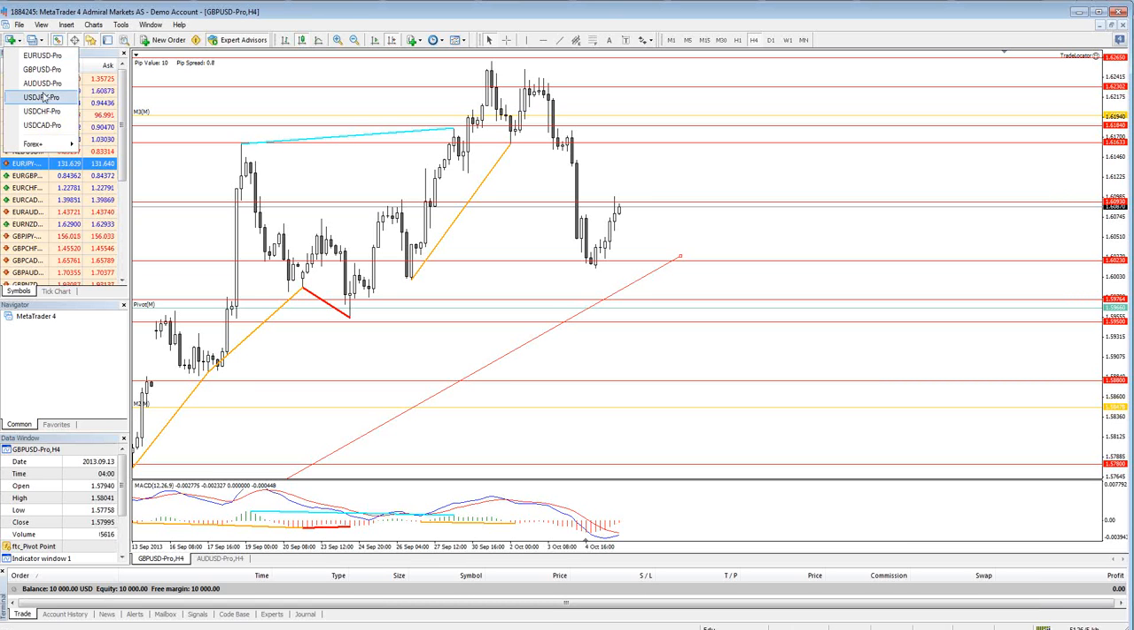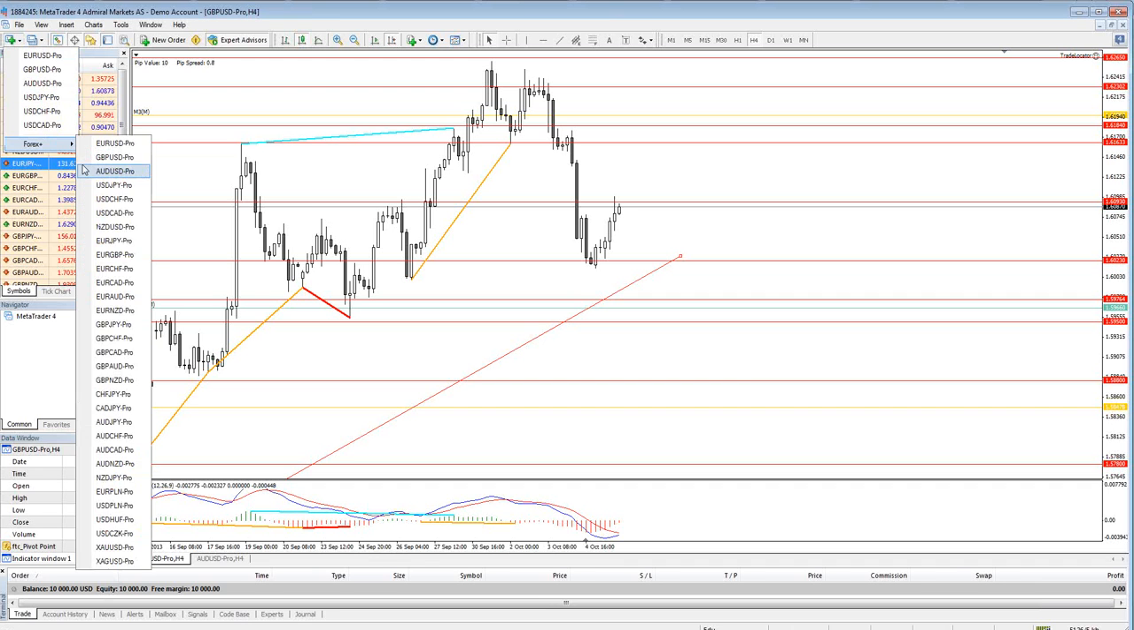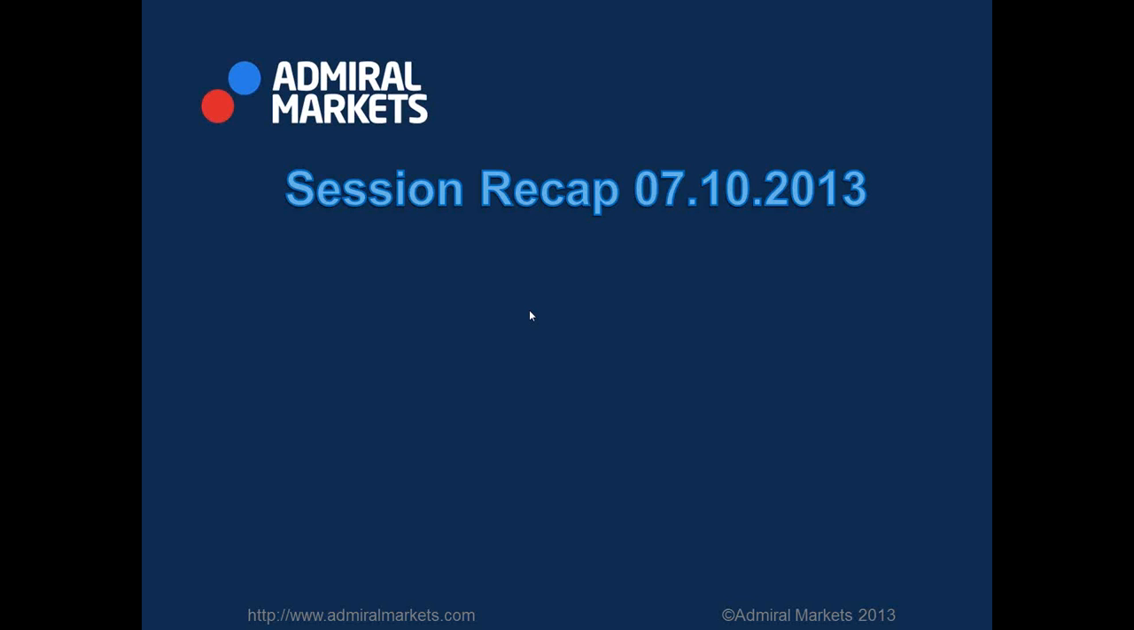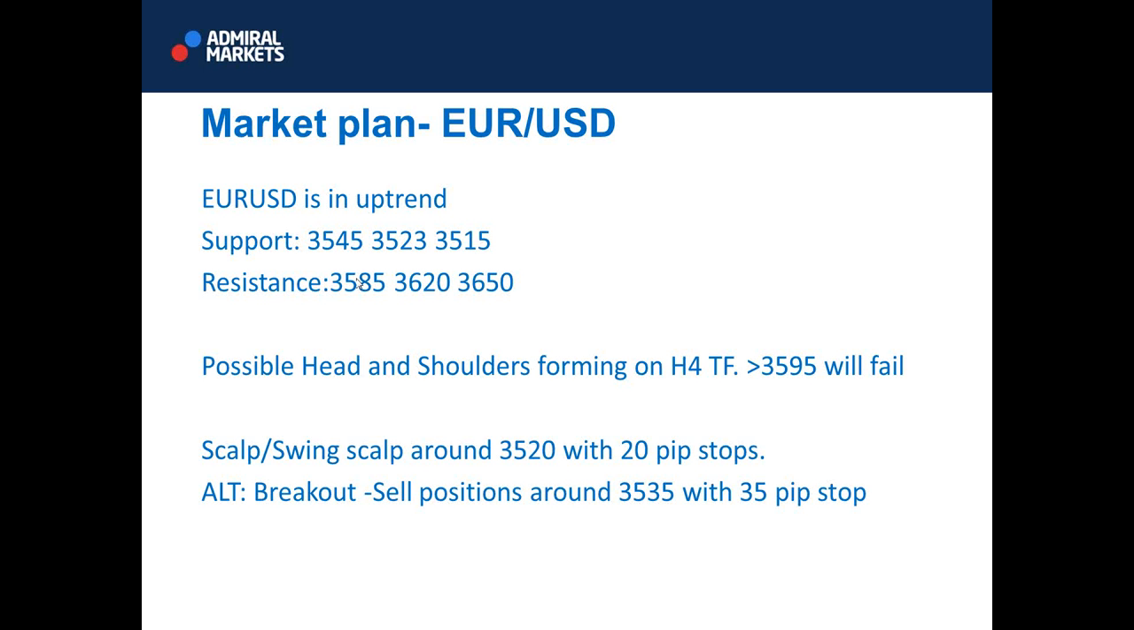Okay, let's make a session recap for euro dollar. Euro dollar is in an uptrend. Supports are 35.45, 35.23, 35.15. Resistance 35.85, 35.60, 35.50. So what should we do? We should be looking at a possible head and shoulders forming on the 4-hour time frame.